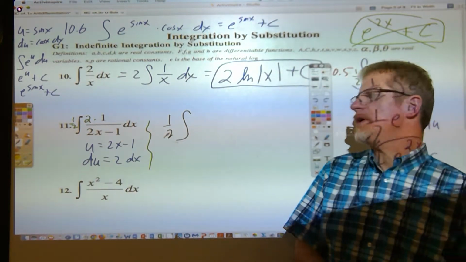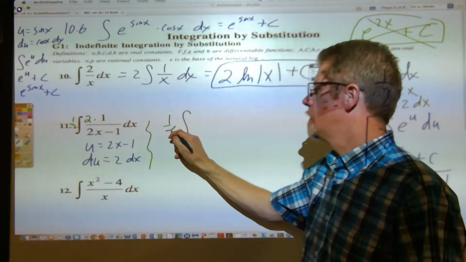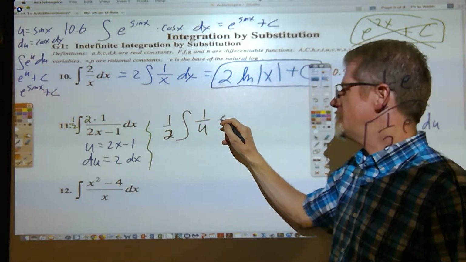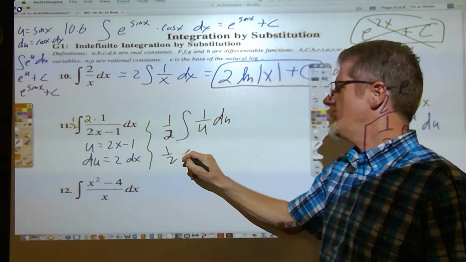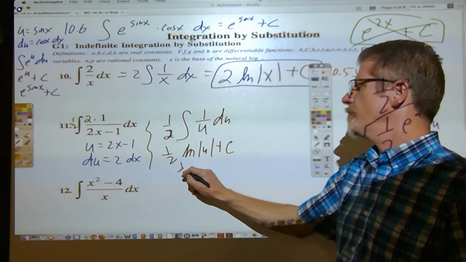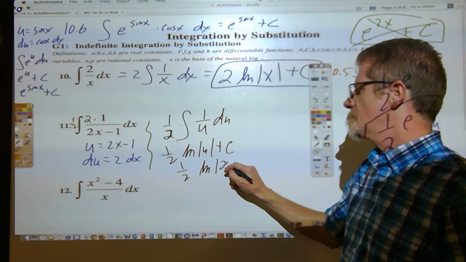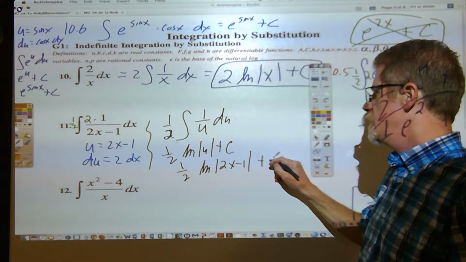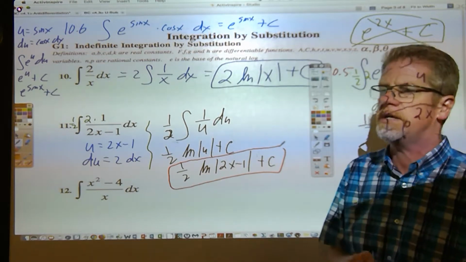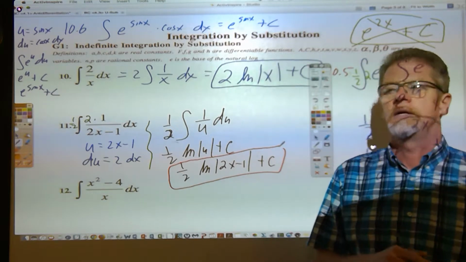Help me out with this one, please, Will. 1 over u du. So my next move is 1/2 natural log of the absolute value of u plus a constant. I hope your final answer was 1/2 natural log of the absolute value of 2x minus 1 plus the constant of integration. We red box the answer. Any questions on number 11?